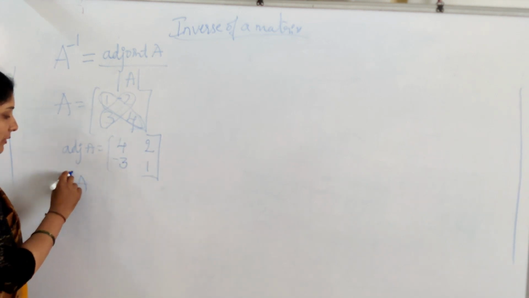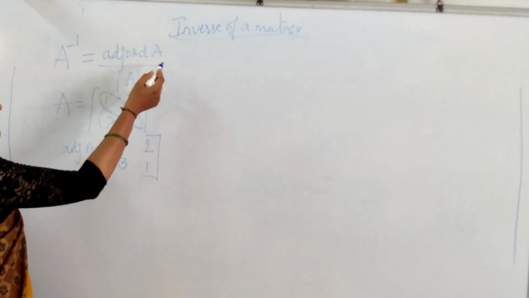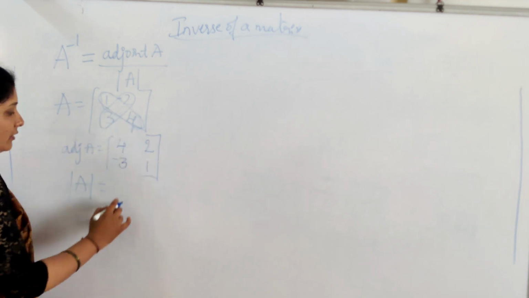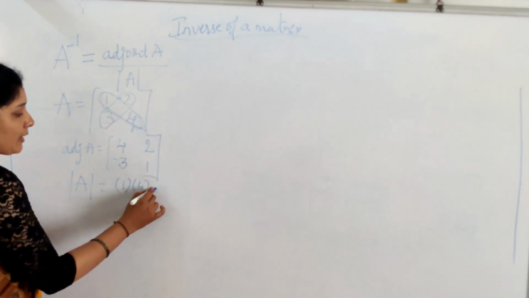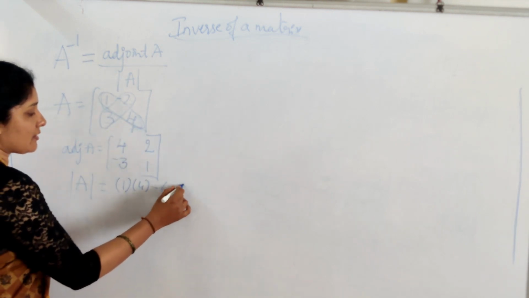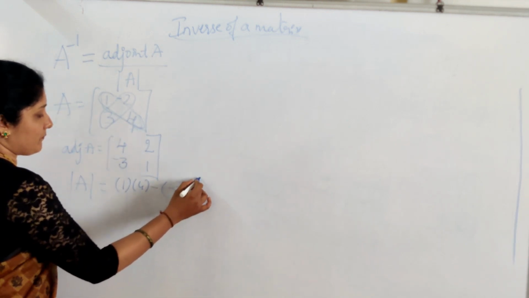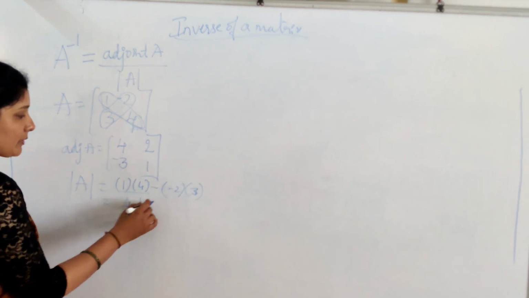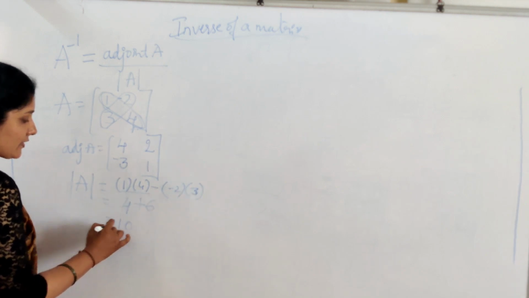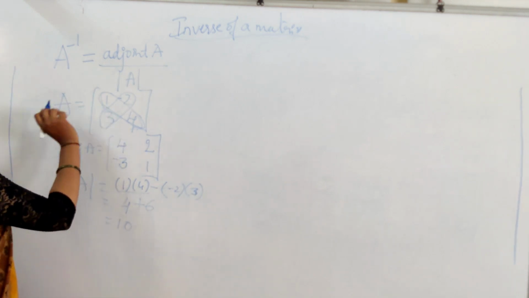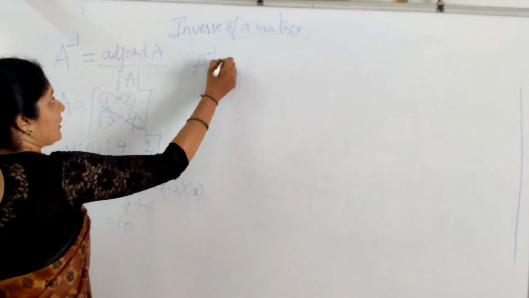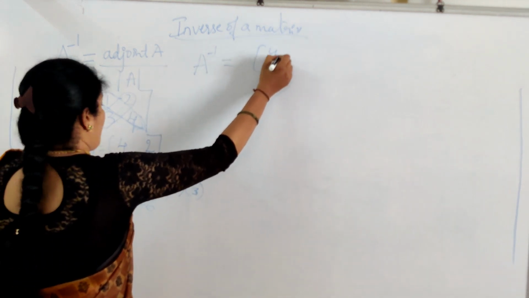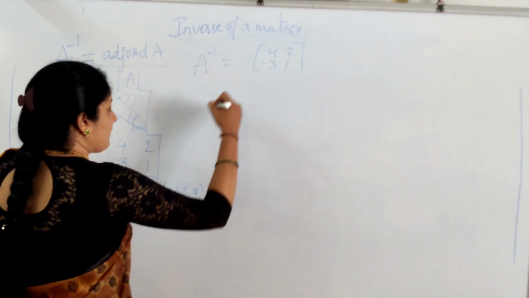Now, determinant of A. So, what is determinant of A? You need to multiply this, cross multiplication. 1 into 4 minus, minus 2 into 3. So, that is 4 minus into minus plus 2 3s are 6. Therefore, it is 10. Now, according to the formula, A inverse is equal to adjoint of A, that is 4, 2, minus 3, 1, divided by 10.